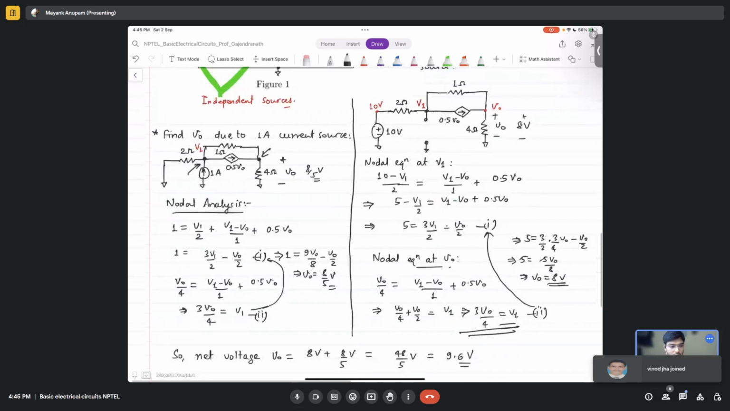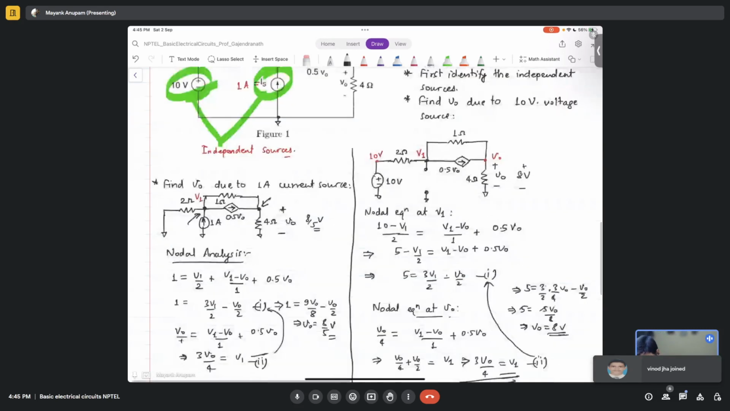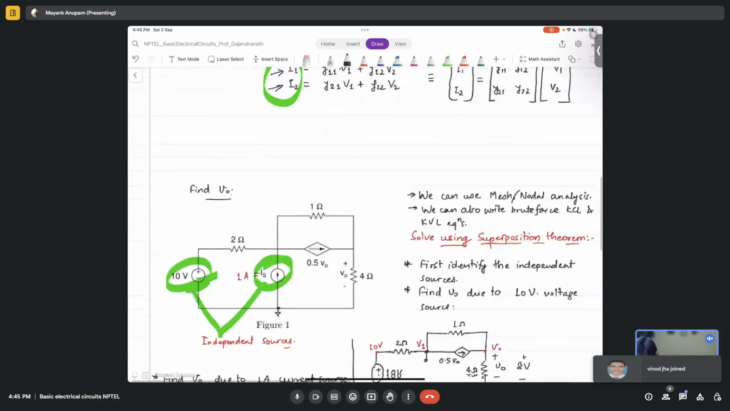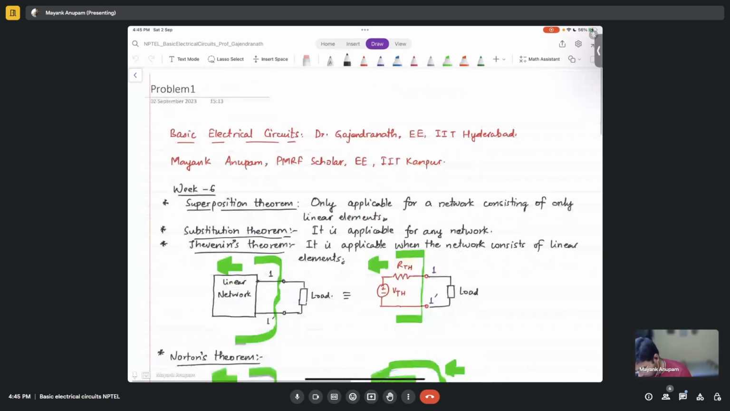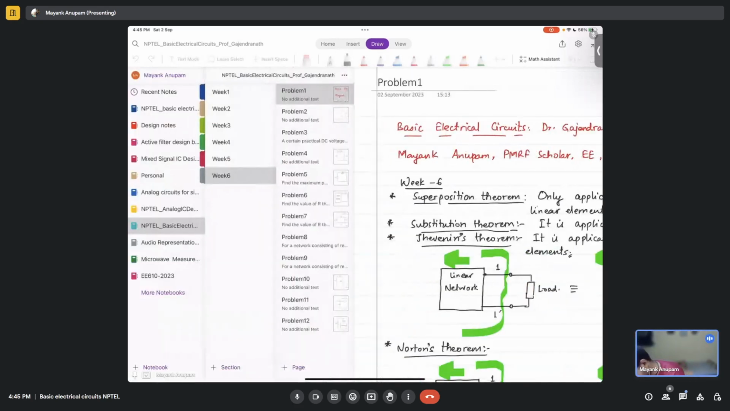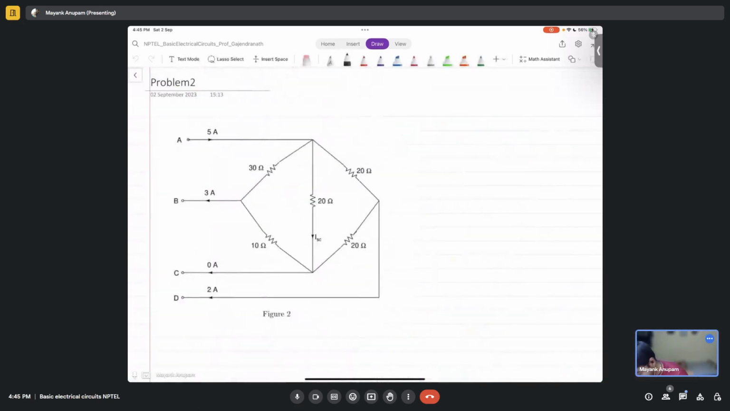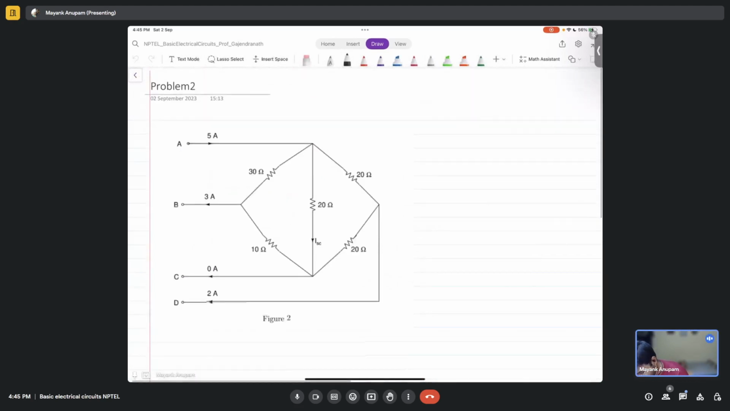So is there any doubt in this particular solution or problem? Is there any other problem? No, sir, it is clearly understood. Yes, fine. So this was one of the sample problems for superposition. Fine. So this is an interesting problem.